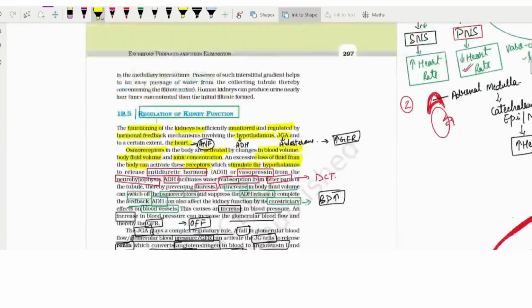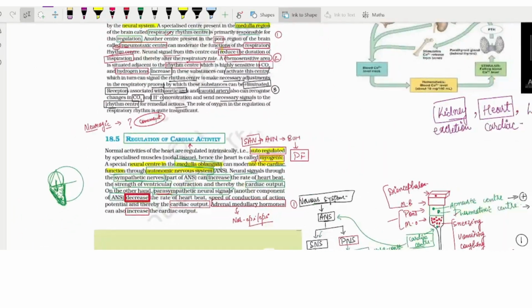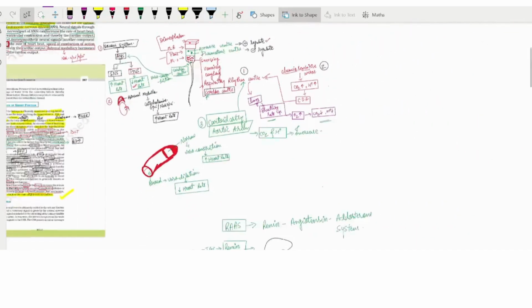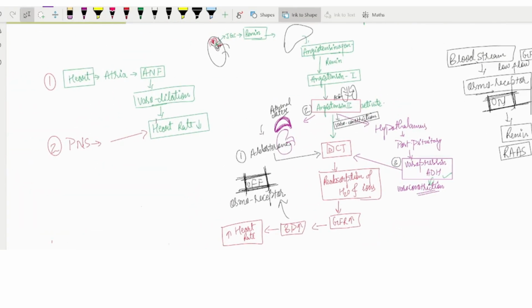I hope this will help you. These three regulations are correlated with each other, so I took all three in one page. And I hope this will help you a lot in your exam on Sunday, and I hope you will do well. All the best, do well.